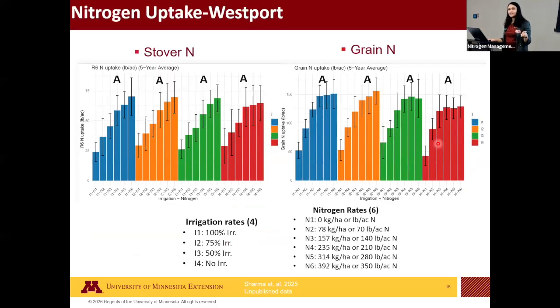But again, at Westport, we did not see that. All of our treatments had the same nitrogen uptake, with no significant difference, in both stover and grain. And this is essentially because of how the precipitation was. We got very timely rains at Westport. Even our rain-fed plots got that water, so our nitrogen uptake was efficient.